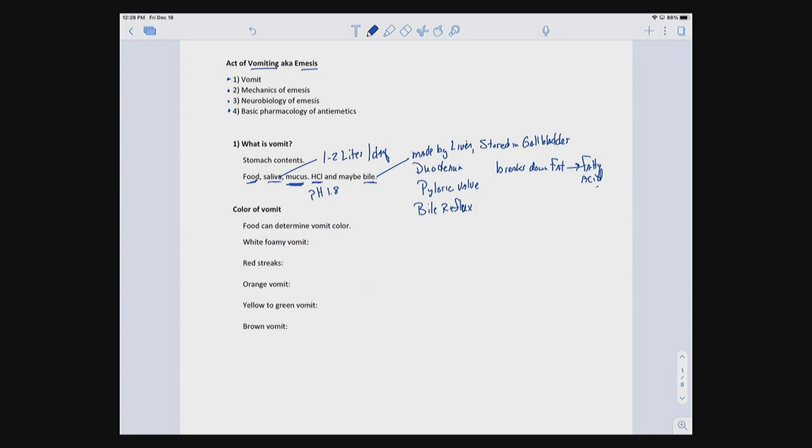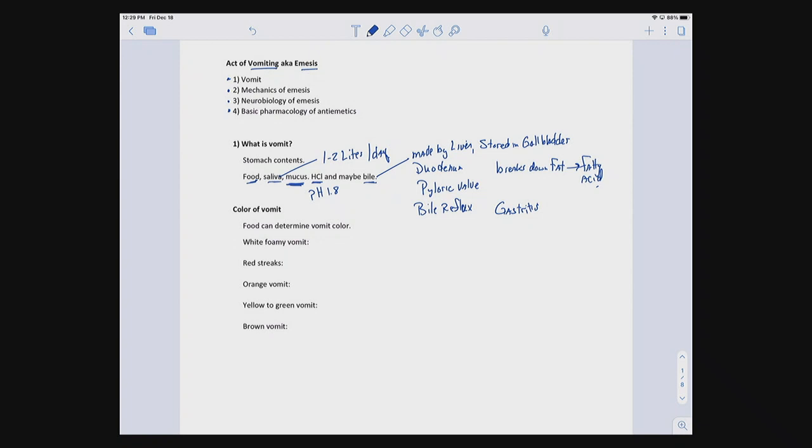Now, if you have significant bile reflux, which is a pathology, large quantities of bile can irritate the stomach and cause gastritis. And the gastritis itself could cause nausea and vomiting. So too much bile is going to cause nausea and vomiting, but a little bit of bile is not that abnormal.